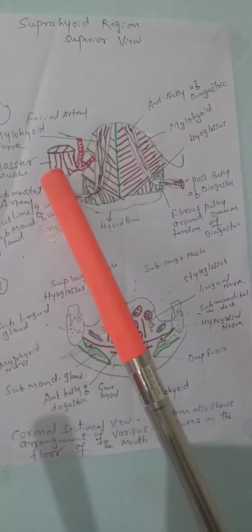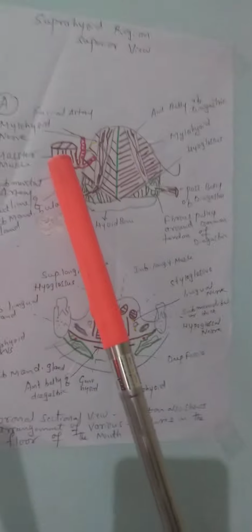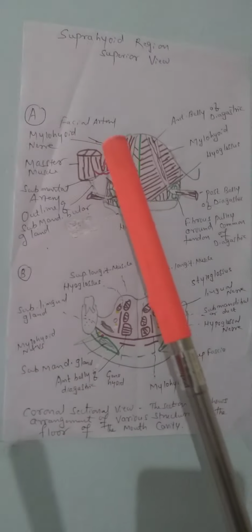Masseter muscle originates from the inferior border of the zygomatic arch and inserts on the outer surface of the ramus of the mandible and the coronoid process of the mandible. Masseter is a muscle of mastication.